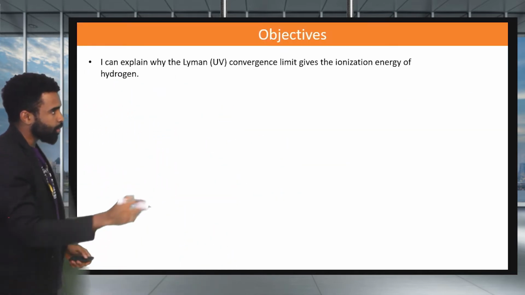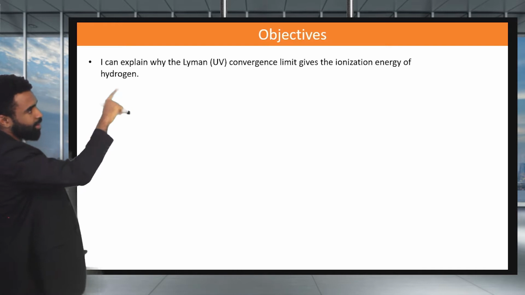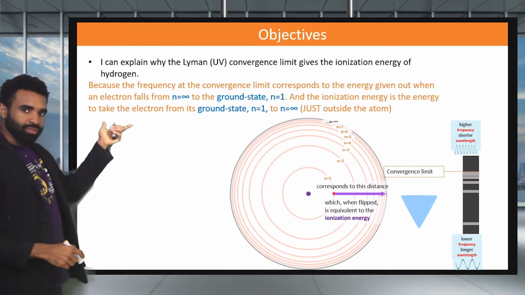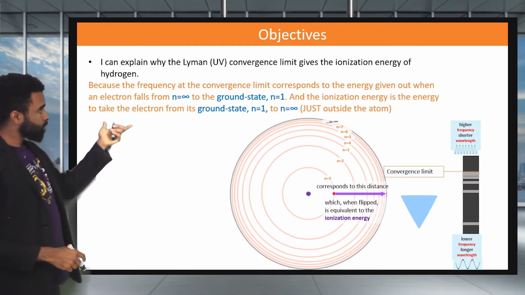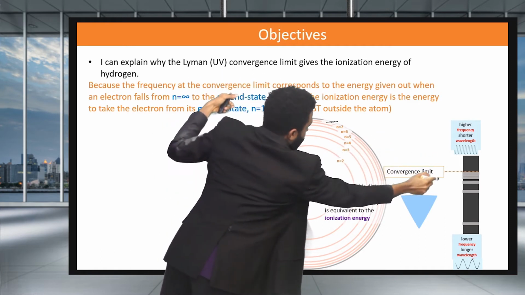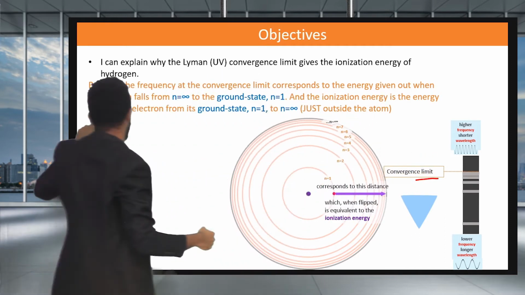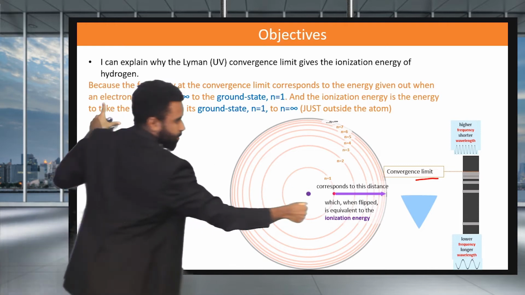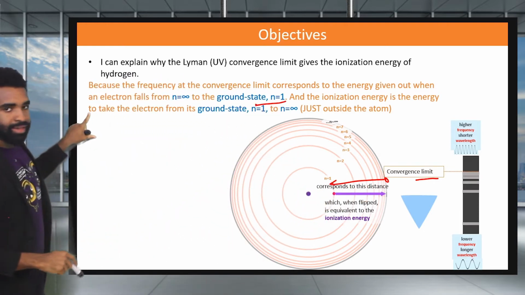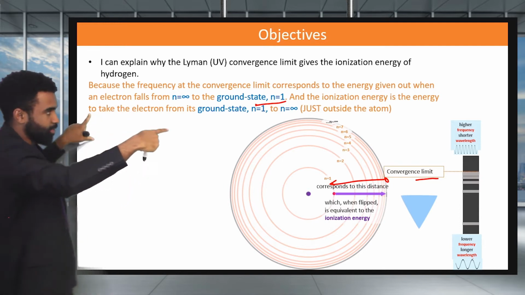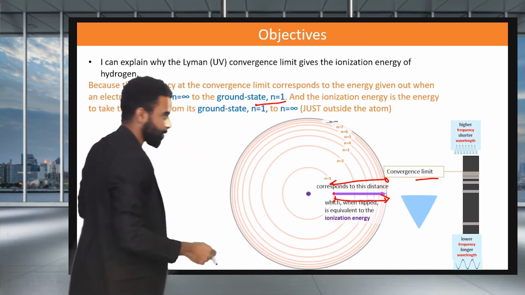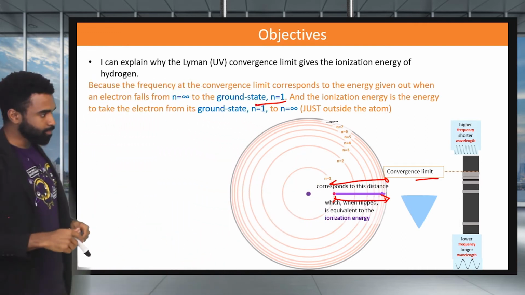So hopefully now we've covered this objective. I can explain why the Lyman convergence limit gives us the ionization energy of hydrogen. Here's the reason in a nutshell. The frequency at the convergence limit corresponds to the energy given out when an electron falls from an n of infinity down to an n of 1, the ground state. And the ionization energy is the flip side of that. It's the move from the ground state to the n of infinity, just outside the atom. So we're done with that one.